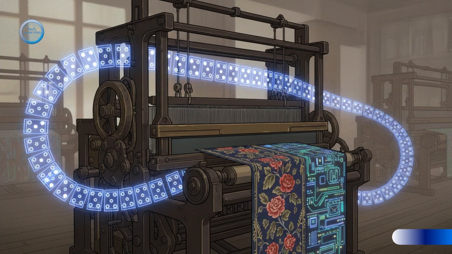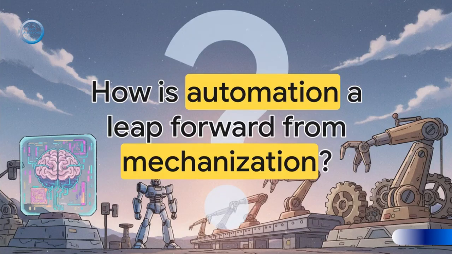The absolute genius of this was separating the machine's hardware from the task's logic. To weave a totally new design, you didn't have to rebuild the loom, you just fed it a new set of cards. This was the first time a stored program was used to control a machine. It's a direct ancestor of Charles Babbage's analytical engine and, of course, the punched card systems that were the backbone of computing for decades.